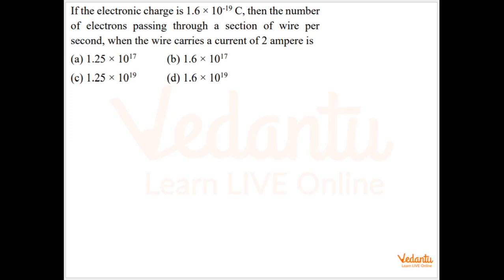In this question, if the electronic charge is 1.6 into 10 power minus 19 coulomb, then the number of electrons passing through a section of wire per second when a wire carries a current of 2 ampere is what? So beta, once again we will use I is equal to q by t. Current is equal to charge crossing per unit time, and charge is the number of electrons into the charge of 1 electron. So substituting the value, I is equal to ne by t.